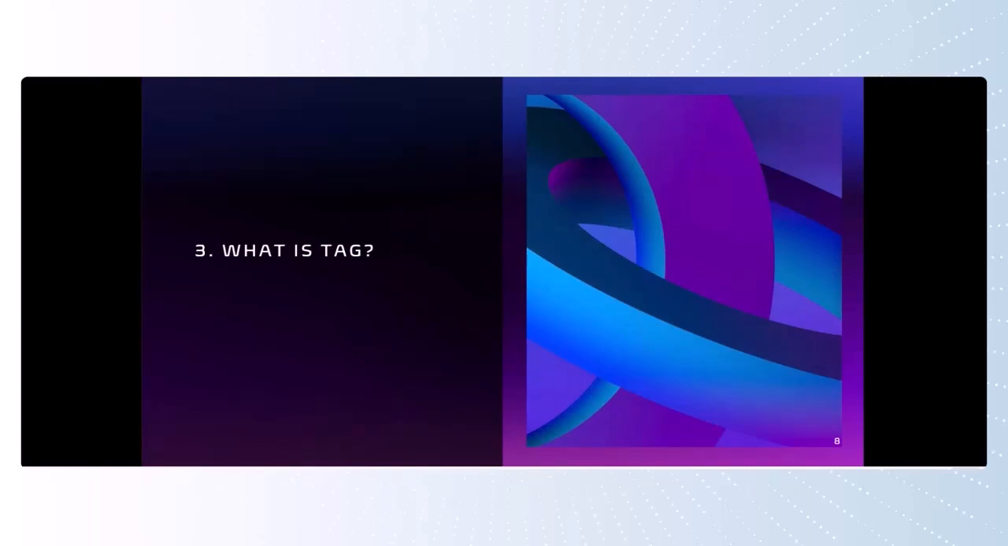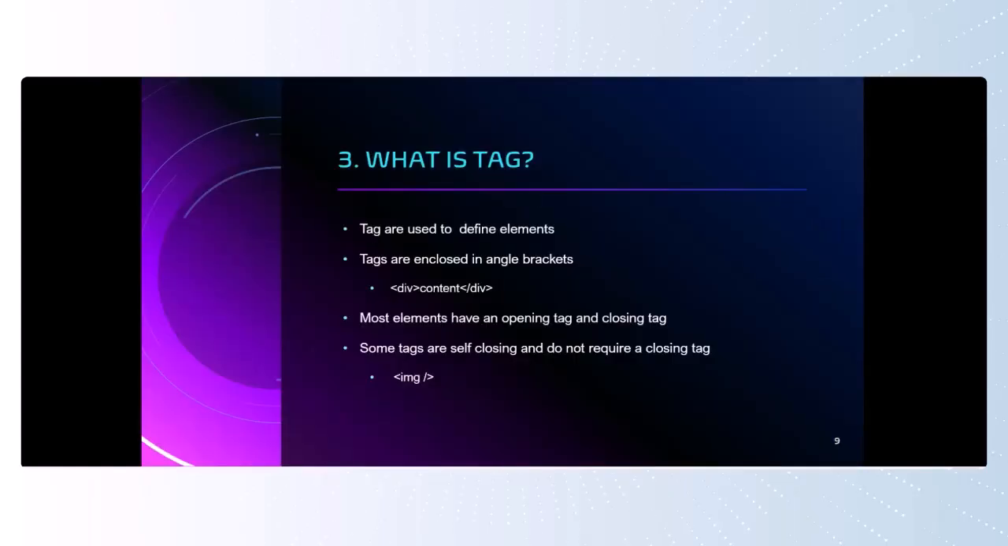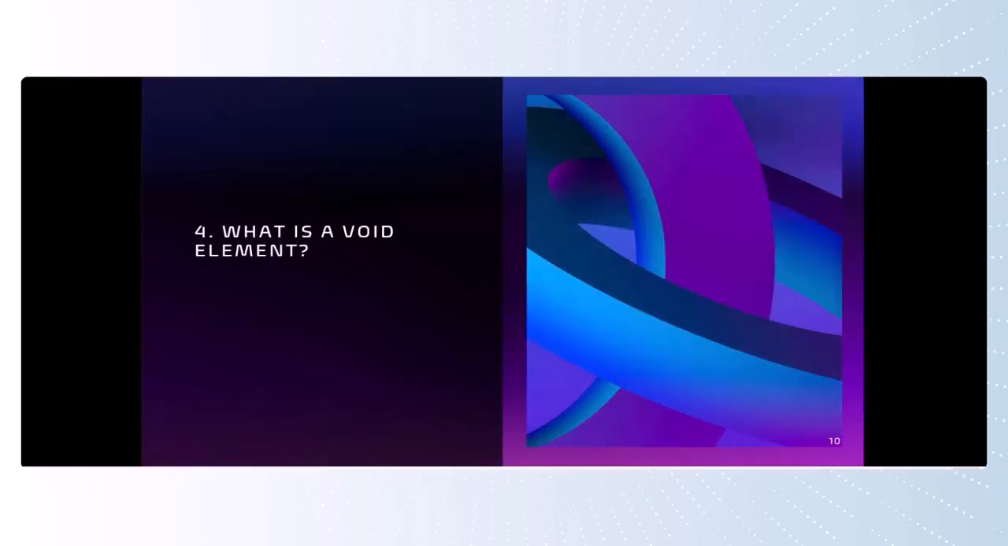And what is a tag? Tags are used to define elements. They are enclosed in angle brackets. Most elements have an opening tag and a closing tag, and then some are self-closing, as we said, the image tag, which is the element. The image tag is the image element.